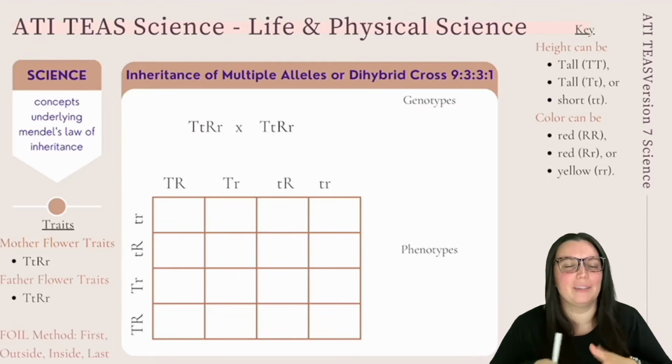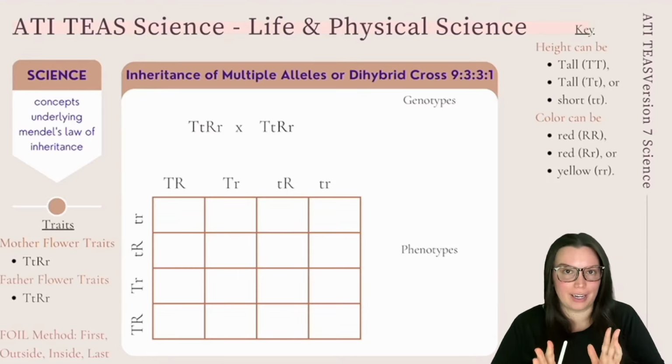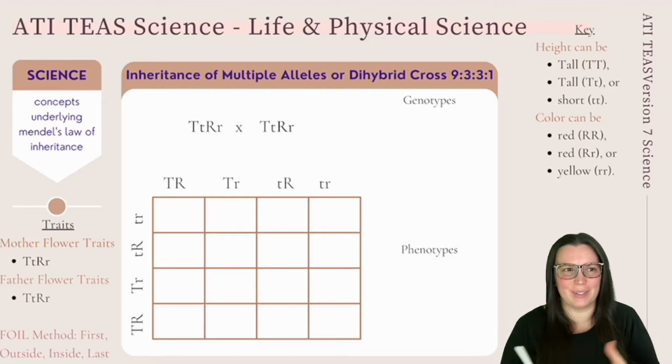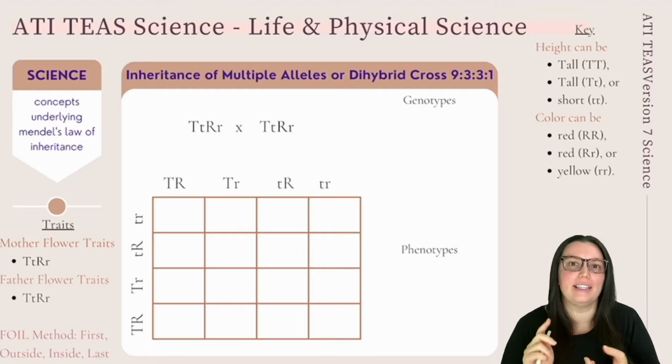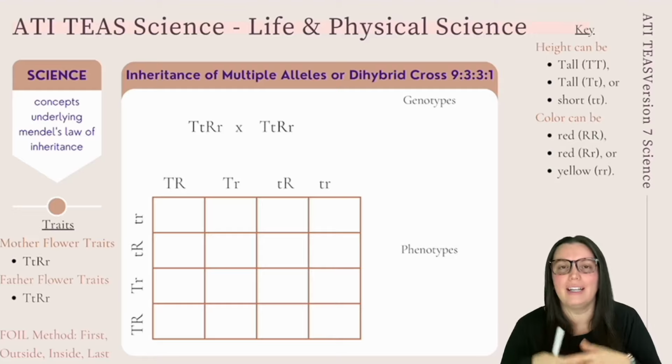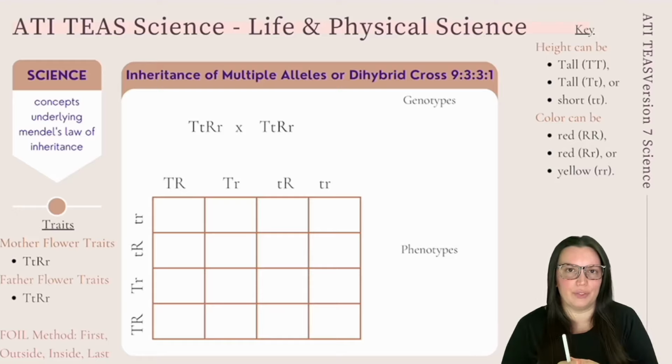So we're going to talk about something that's a little complicated, but with a little practice, you're going to get it, so just hang tight. We have inheritance of multiple alleles, or dihybrid cross, meaning that there's going to be a 9:3:3:1 ratio of phenotypes found within the offspring.